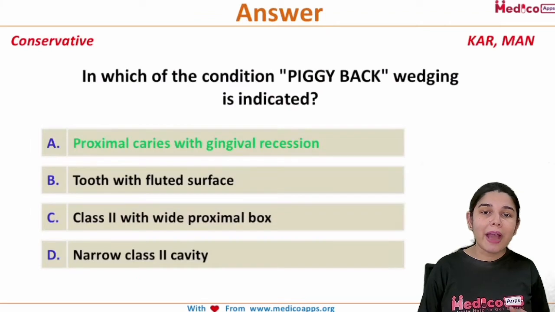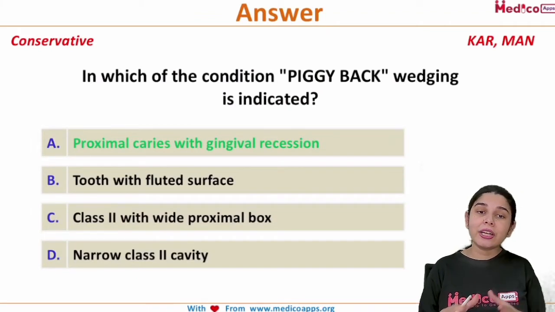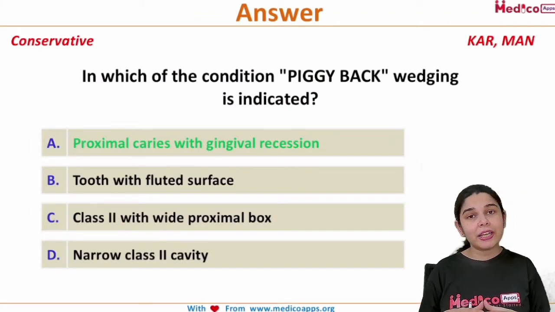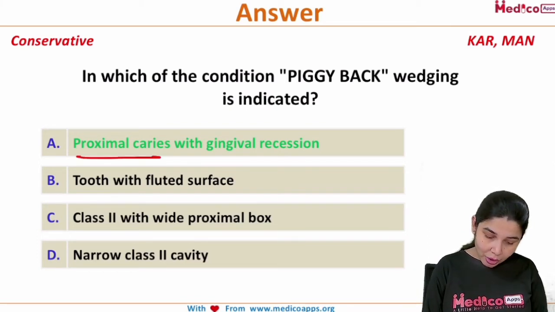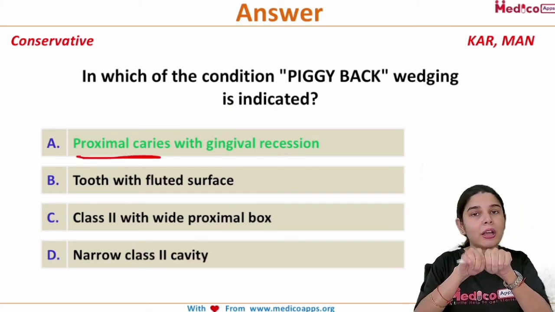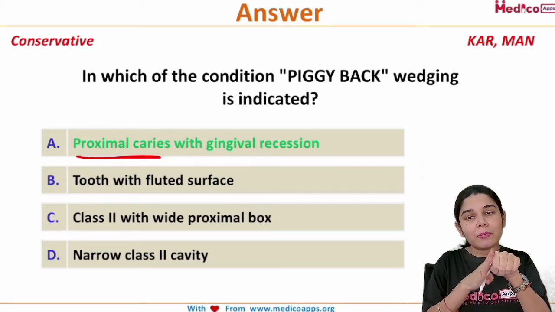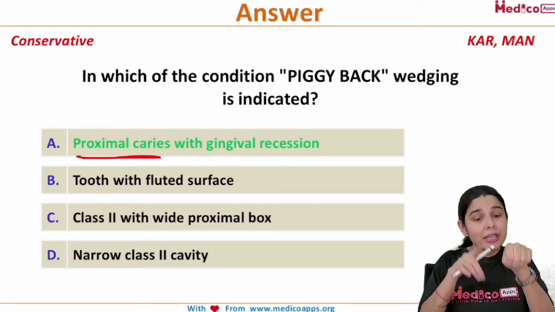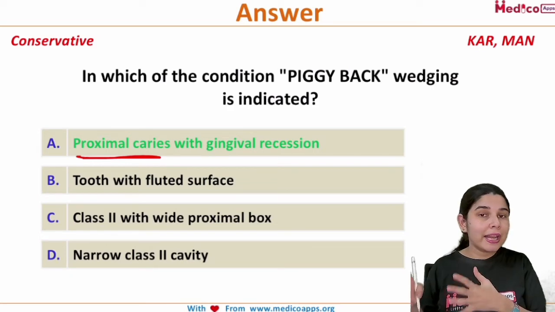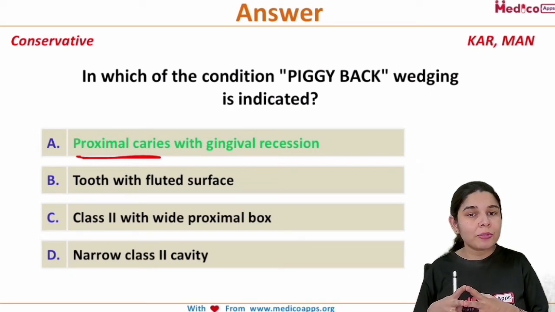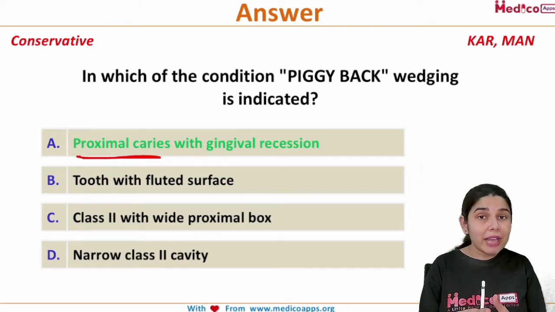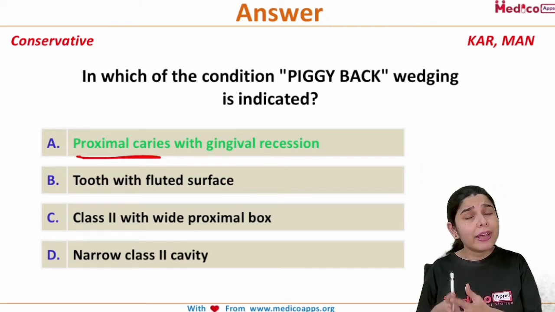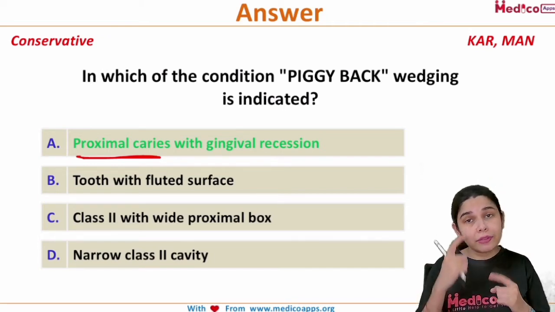So let's go back to our question. In which condition is the piggyback wedging technique indicated? Here we will say in the case of proximal caries where the two teeth are meeting, with the proximal caries present along with gingival recession. But let's also discuss the other three options. Tooth with fluted surfaces, which we had seen in the wedge wedging technique. It was one of the indications.